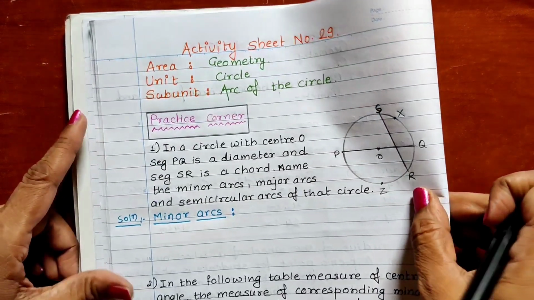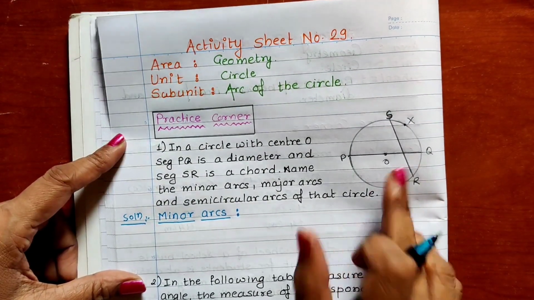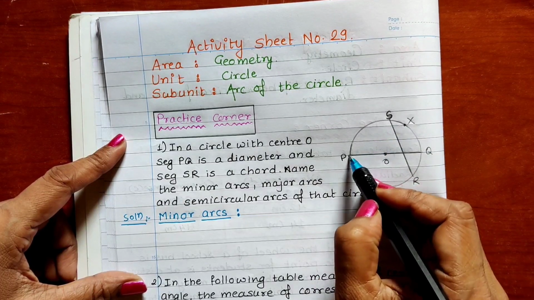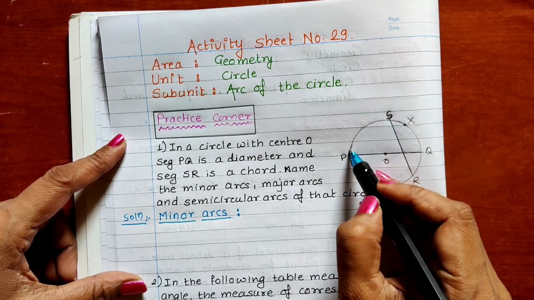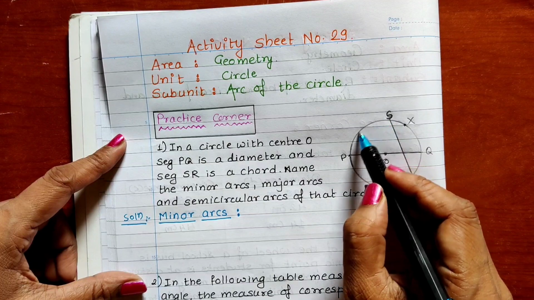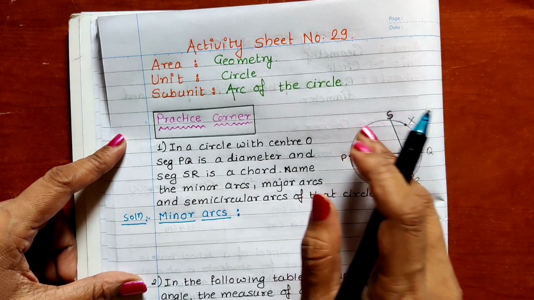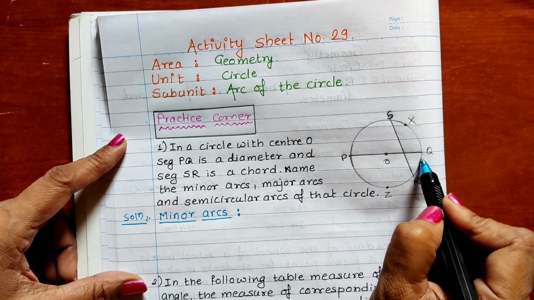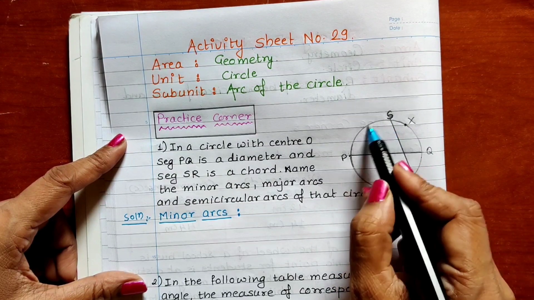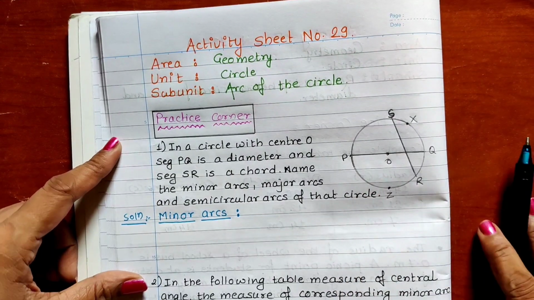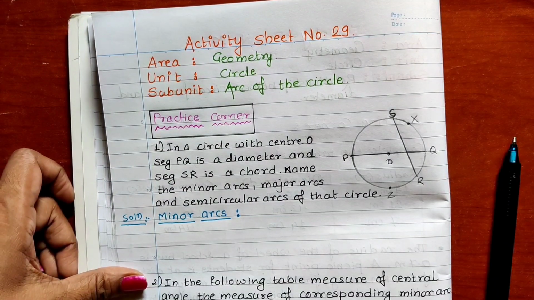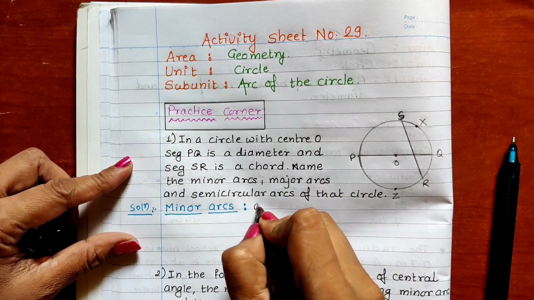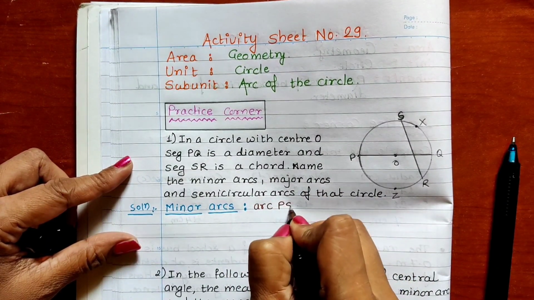So let us observe the figure carefully. Arcs means, we all know, parts of the circle. PS is one part, and this PS is smaller than a semicircle. The semicircular arc is this PSQ. So PS is smaller than the semicircular arc, so our PS can be written as a minor arc. So I write arc PS.